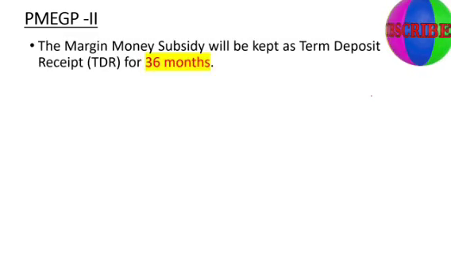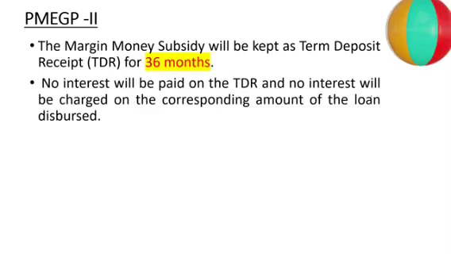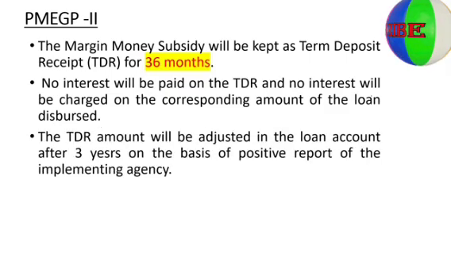Then the lock-in period is 3 years only. Please note there is a change in this. Earlier it was 2 years. Now it is changed to 3 years. The lock-in period for PMEGP 2, for the margin money subsidy, is 3 years only. Same condition: no interest will be paid on the TDR and no interest will be charged on the loan for that particular subsidy amount. And after 3 years, it will be released based on the positive report.